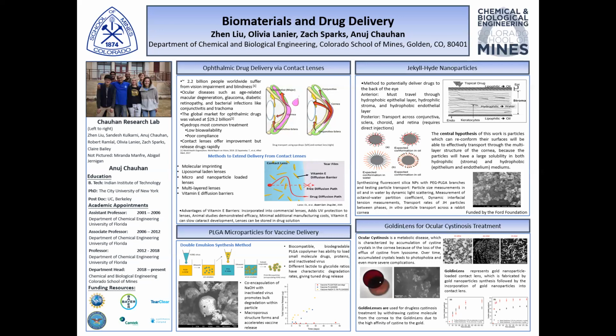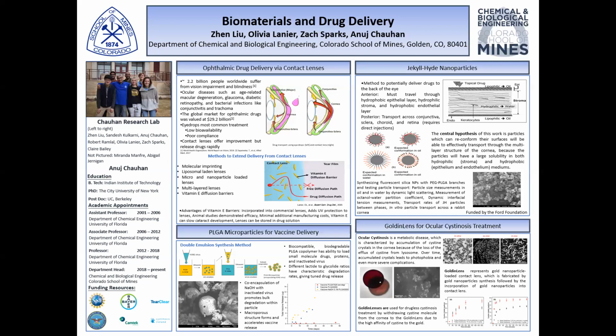PLGA 5050 vaccine particles. Another core area of our research is the golden lens for ocular cystinosis treatment. This is a drugless treatment used for the rare orphan disease cystinosis. Patients with cystinosis develop cystine crystals in their cornea, which accumulate and give very painful eye discomfort. This can be alleviated by taking eye drops every hour, or every few hours, to suppress the accumulation of cystine crystals and to remove or alleviate the ocular discomfort.